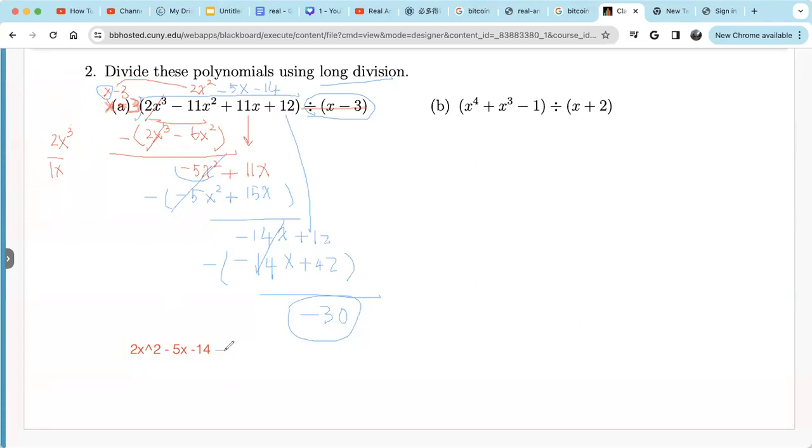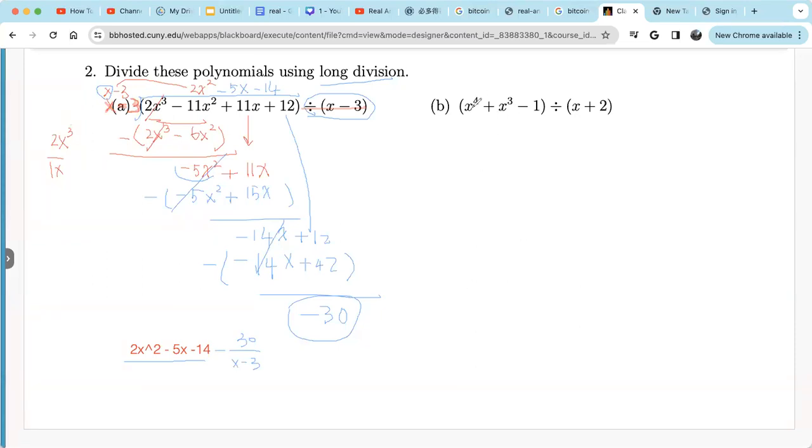We have to write a negative 30 divided by the divisor, divided by x minus 3. So this is to show the negative 30 is a remainder. And this is the quotient. This is the remainder. Okay, now let's see B.